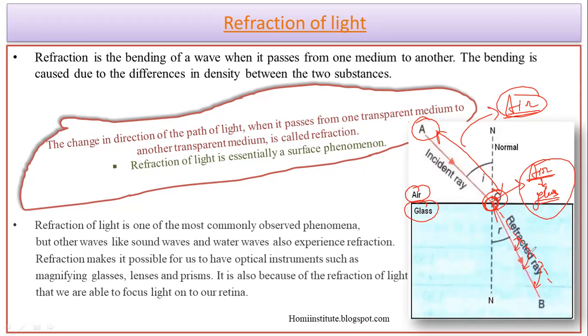And that is the thing which we experience every day in our surroundings. We say that light makes us able to see anything. But how does light make us able to see anything? Light makes us able to see anything because of reflection as well as refraction.